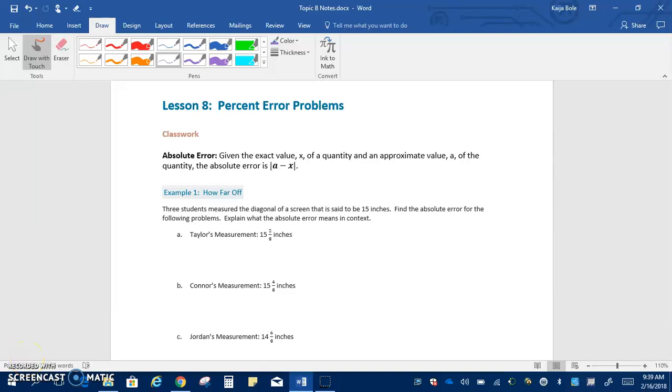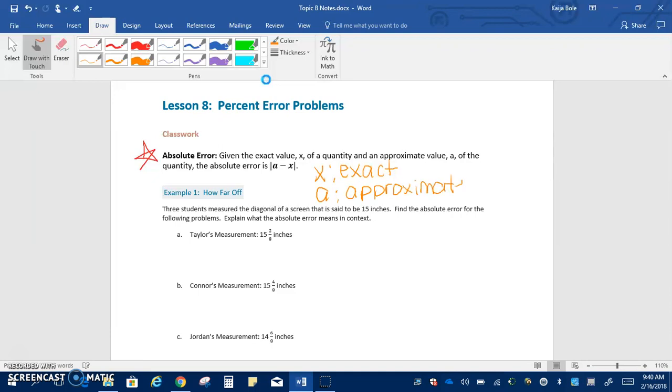Alrighty, here we are on Lesson 8, Percent Error Problems. At the top is our important definition for the day, and it talks about absolute error. It says, given the exact value, x, of a quantity, and an approximate value, a, of a quantity, the absolute error is the absolute value of a minus x. So if you want to help you remember, x is exact, and a is approximate.